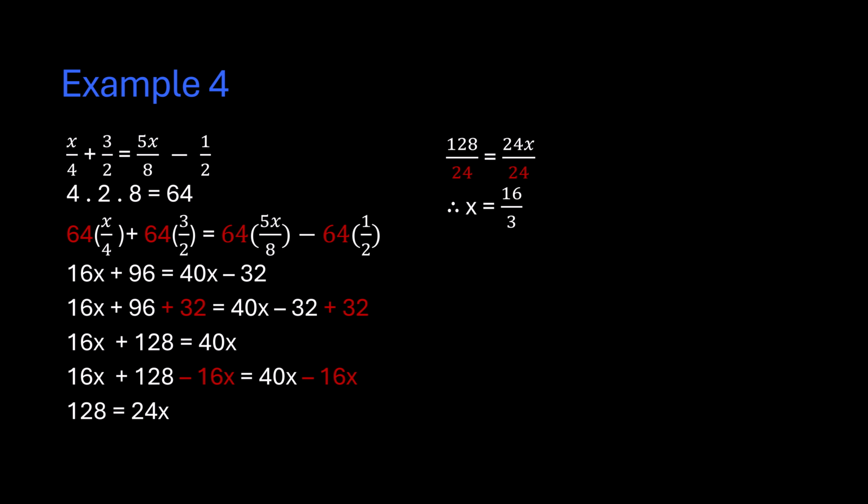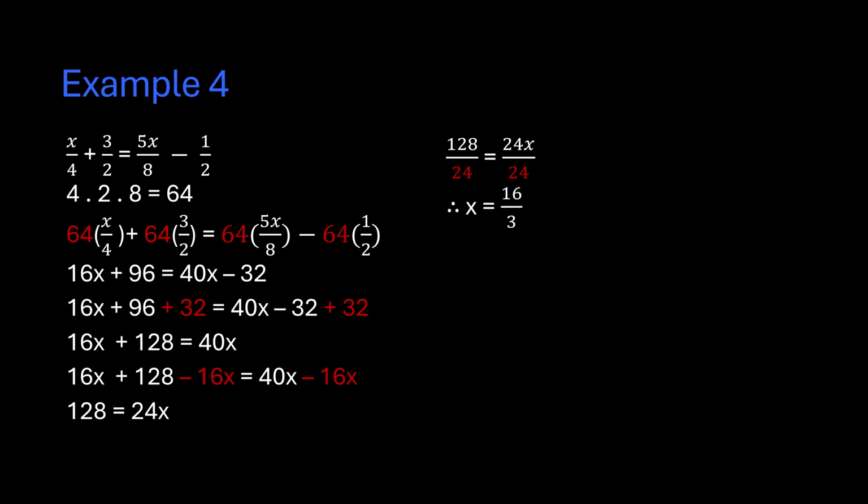Let's solve this equation. x/4 + 3/2 = 5x/8 - 1/2. Look at the denominators. Now we've got 4, 2, and 8. To eliminate all the fractions, we multiply every term by the product of the denominators, which is 4 times 2 times 8 equals 64. Now we multiply every term in the equation by 64.